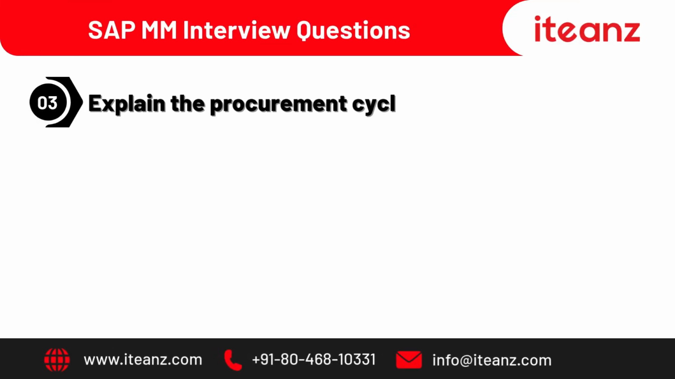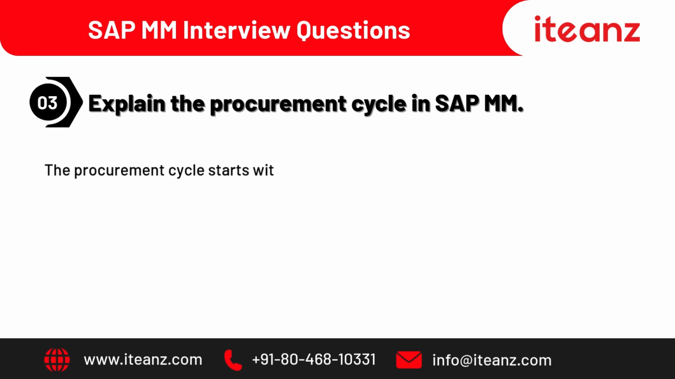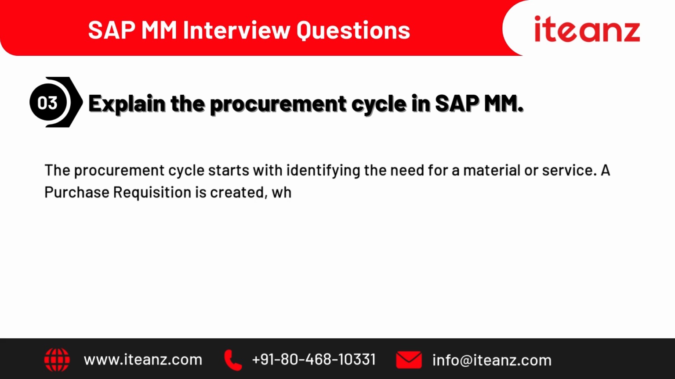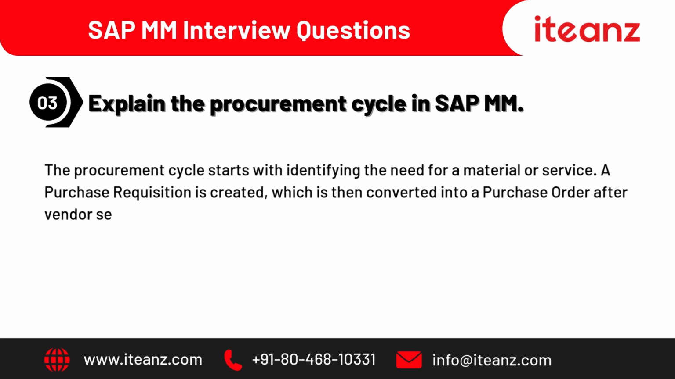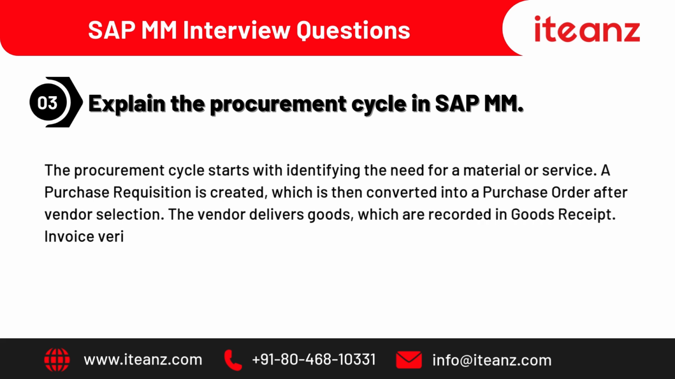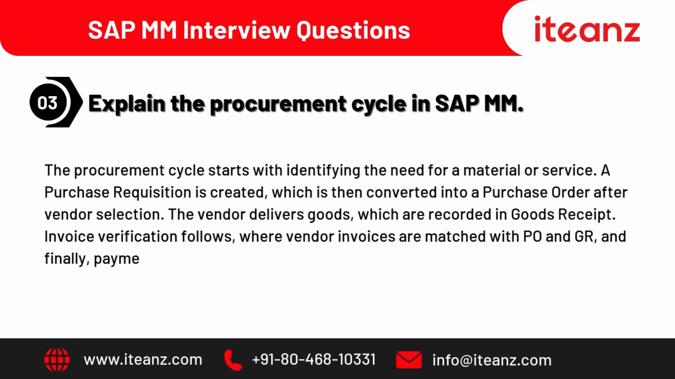Explain the procurement cycle in SAP MM. The procurement cycle starts with identifying the need for a material or service. A purchase requisition is created, which is then converted into a purchase order after vendor selection. The vendor delivers goods, which are recorded in goods receipt. Invoice verification follows, where vendor invoices are matched with PO and GR, and finally, payment is processed through FI.